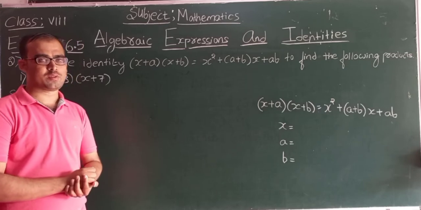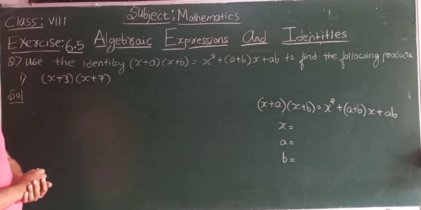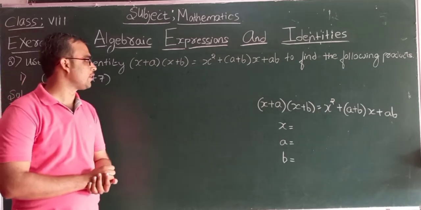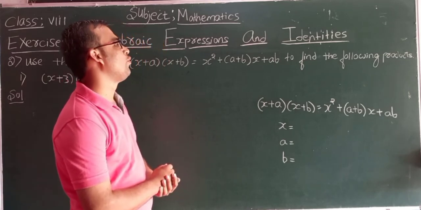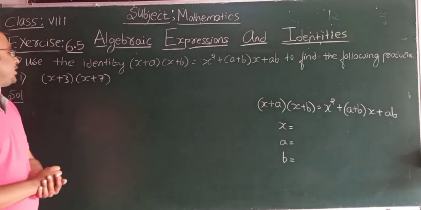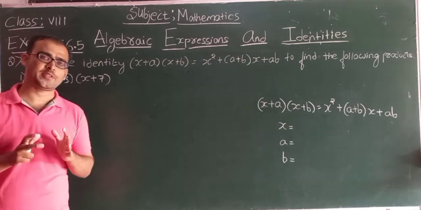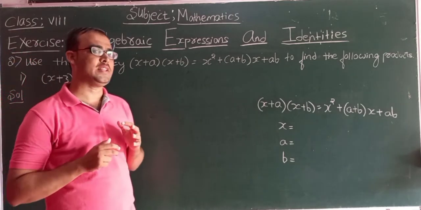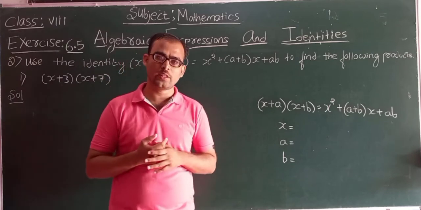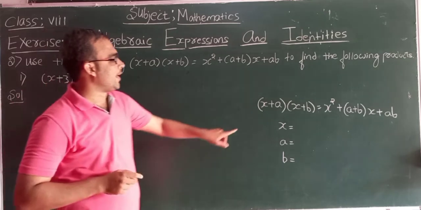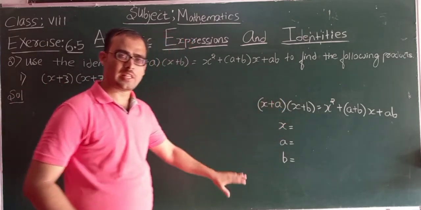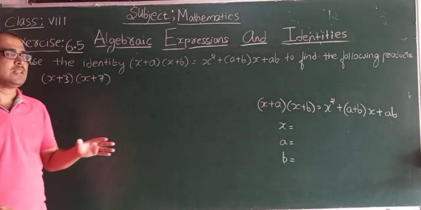Now solve the problems in the second way. So what is given? Use the identity, that is x plus a into x plus b equals x square plus a plus b into x plus ab. Find the product. Okay, so here students, they have given some expressions, and what we need to do is find the product of these expressions using the given identity. So which identity have they given here? X plus a into x plus b. This is the identity that we have to use in this section.